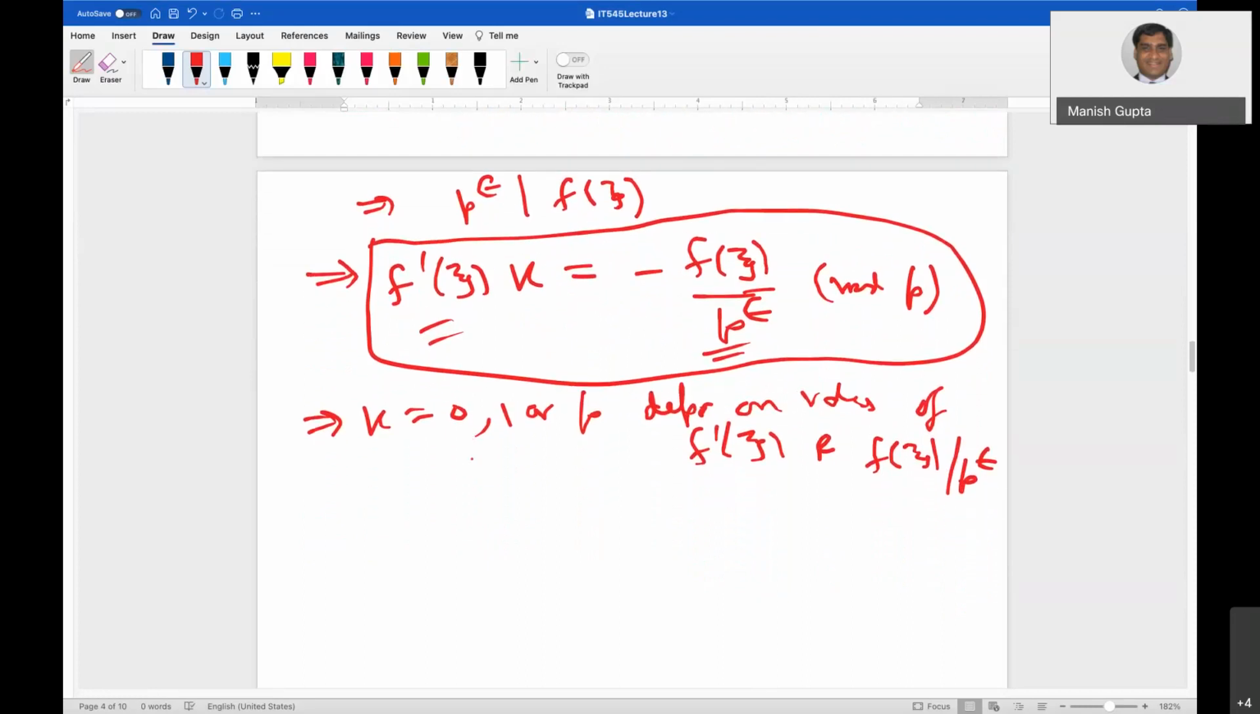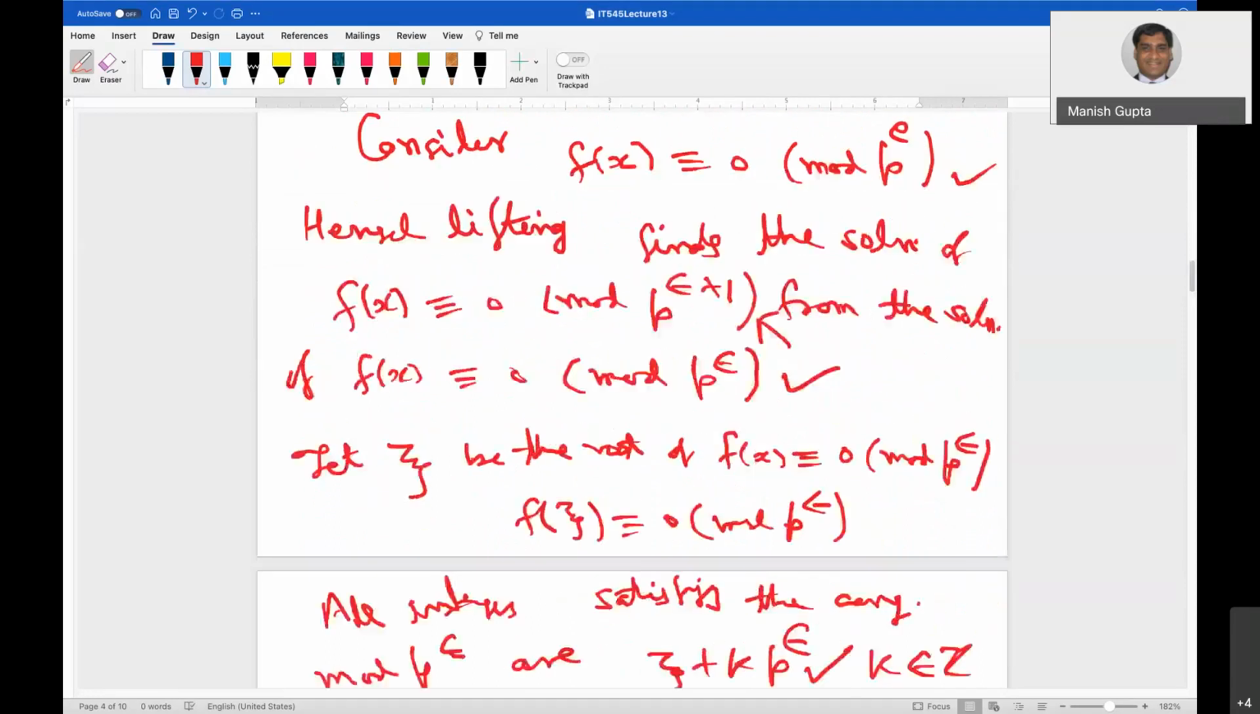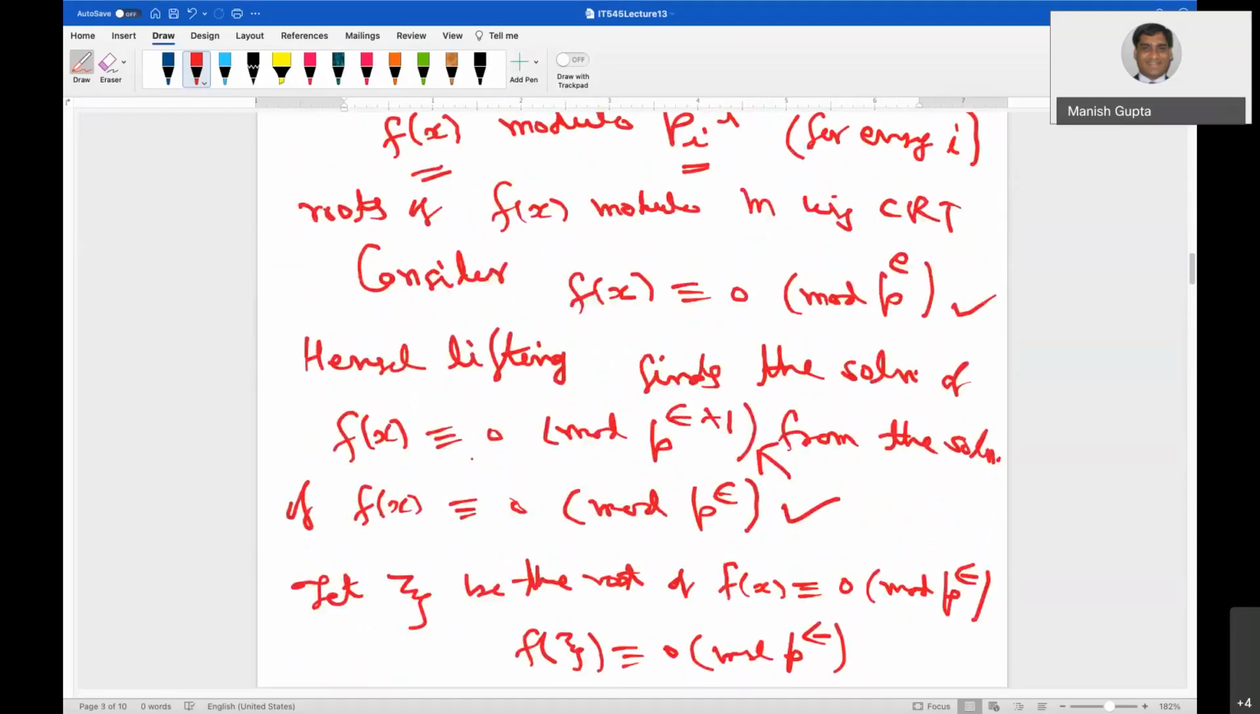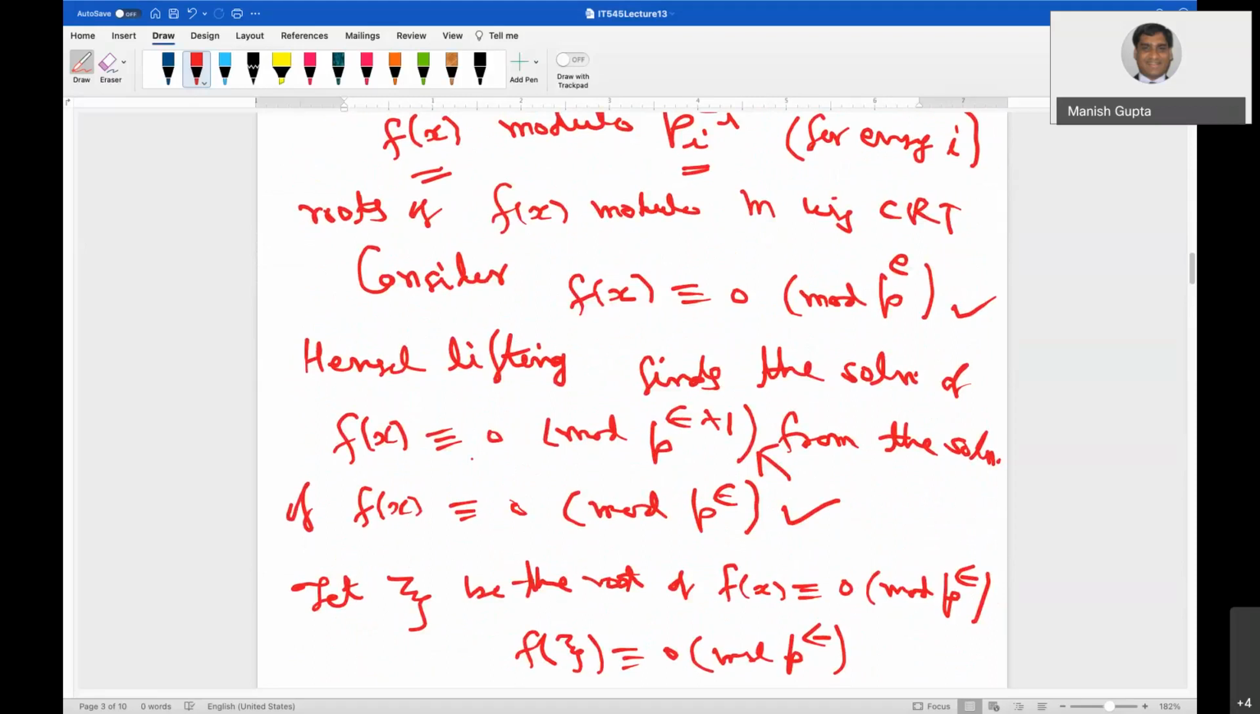Example so that it is clear. I hope you understood the procedure, right? हम क्या करना चाह रहे थे, हमको दिया हुआ था इक्वेशन f of x which is congruent to 0 mod p raised to power epsilon. From this equation we wanted to find solutions. So solution अगर इसके दिए हुए हैं, हमको solution find out करने हैं इक्वेशन के f of x congruent to 0 mod p raised to power epsilon plus 1. t की पावर एक बढ़ जाए तो उसके सोल्यूशन कैसे निकालें p raised to power epsilon वाले सोल्यूशन से. So that's what we wanted to do.